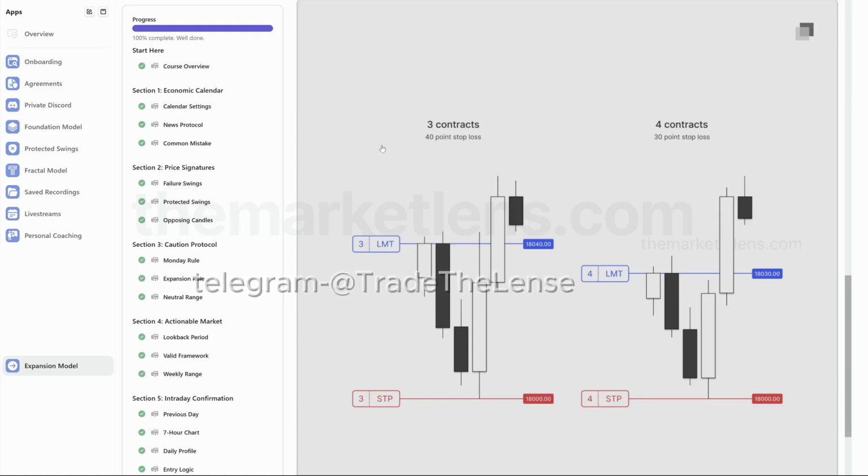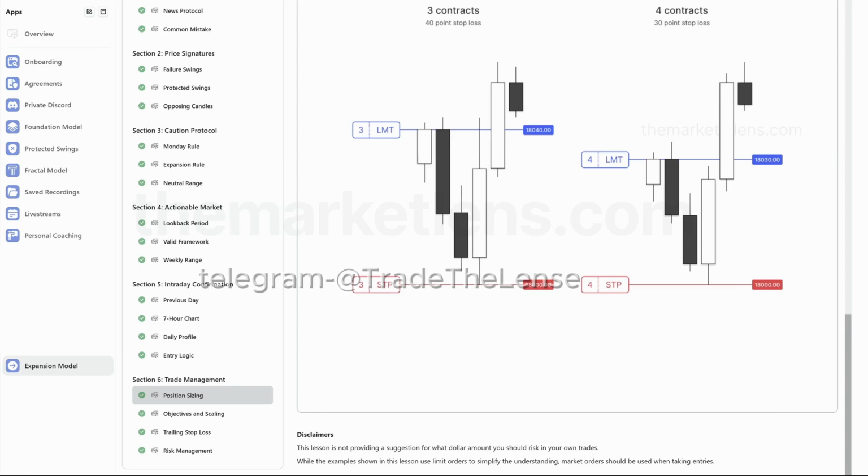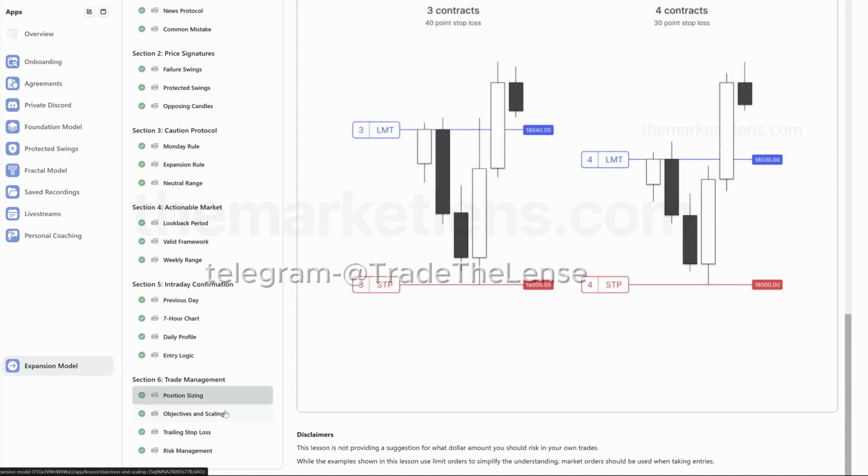So that's what we want to be adjusting around, because your stop loss is always going to be at that invalidation point on the chart. And then there's some disclaimers. I'm not telling you to risk $2,400. And it's using limit orders just because it simplifies what I'm trying to get across in this lesson. Just like the entry logic section, you use market orders.